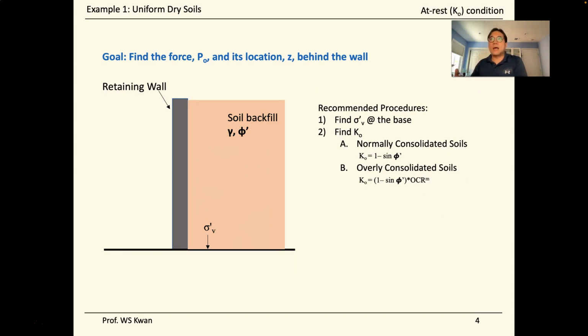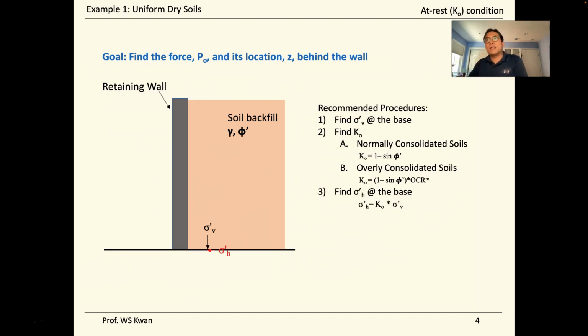But bear in mind, to keep it simple: when you have normally consolidated soil, use 1 minus sine phi. For overconsolidated soils, use 1 minus sine phi times OCR to the power m. Since our materials are mostly granular, and in most cases when constructing a retaining wall the soil is normally consolidated, today's examples will just work on normally consolidated soils.